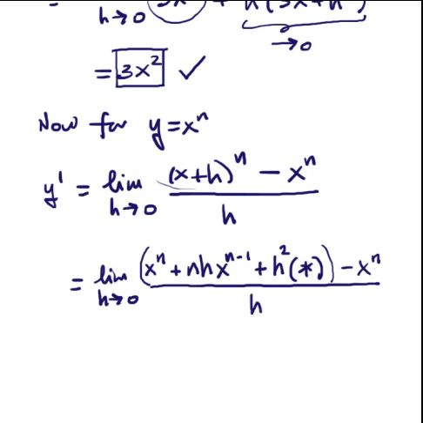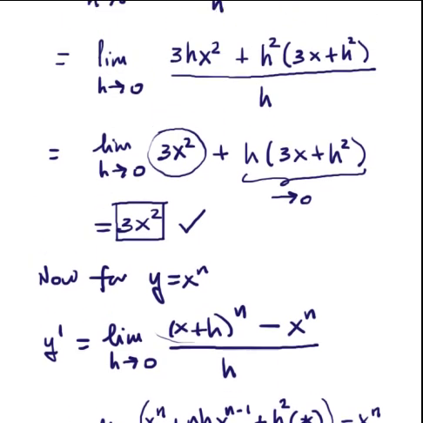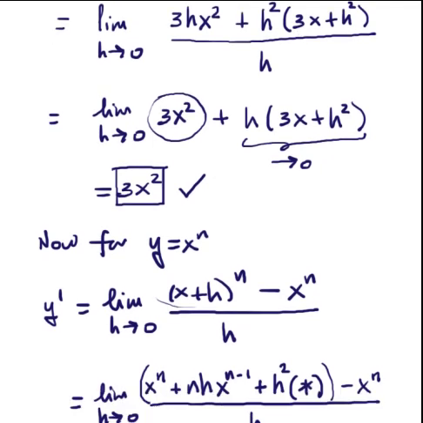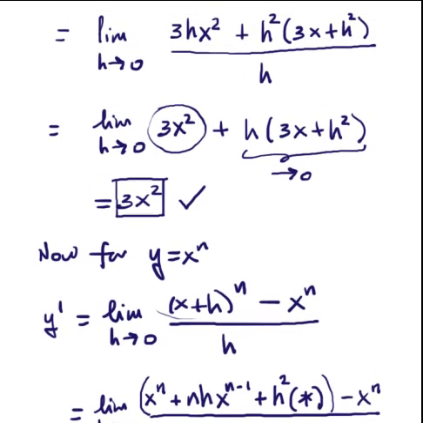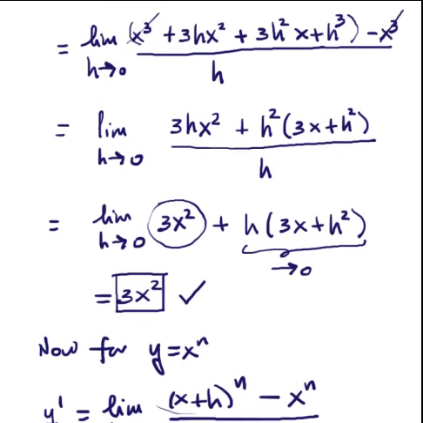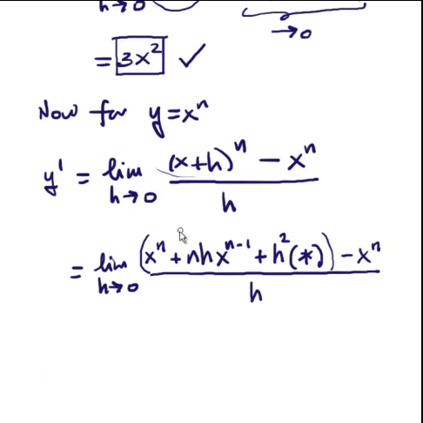Now let's go back to the x cubed example. This would have been what I wrote for an asterisk. We had 3h x squared, that's our first term, plus h squared times the rest. This was the asterisk, so that's the asterisk for the rest. Now we cancel out the x to the n, and now divide by h.